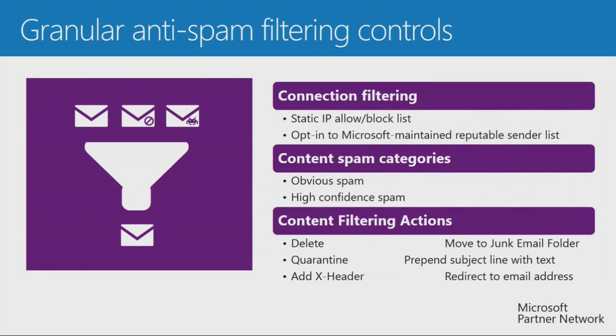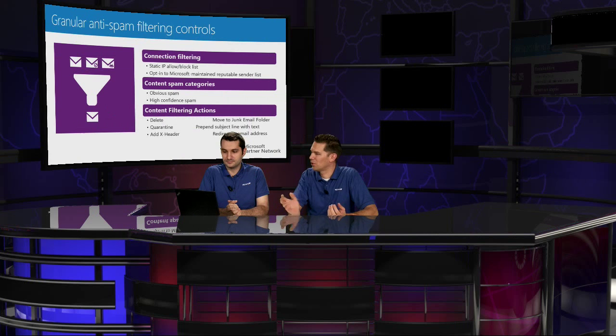So if we look more granular at the anti-spam filtering controls, we can say that with the connection filtering, Microsoft uses a long list with all the IPs that we allow or block. And so with that, we are able to block these 80%.